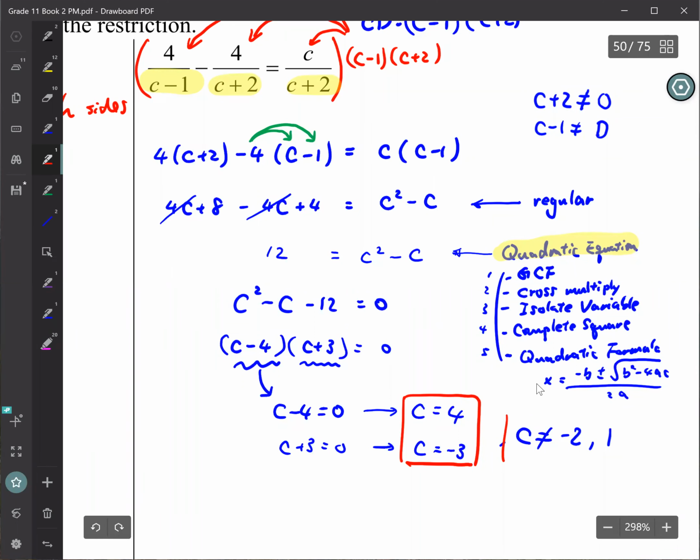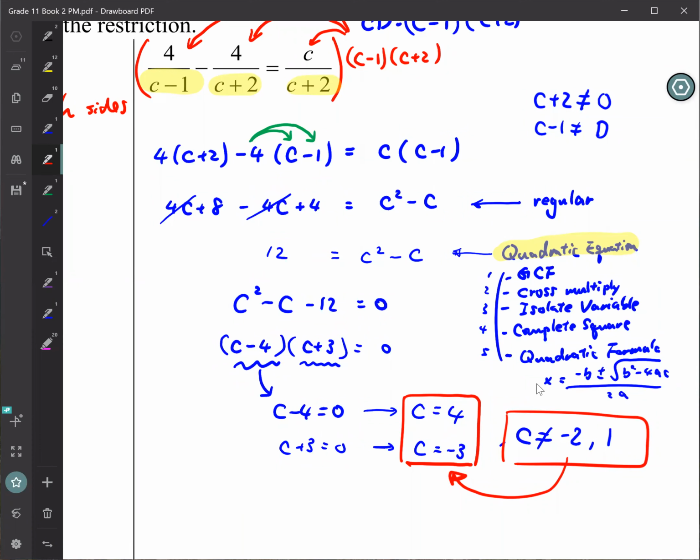Where to get the restrictions. It's part of the answer, because you need that to check if you can keep your answer or not. Right now the C is 4 and -3. It's not a restriction, so we can keep it, okay?